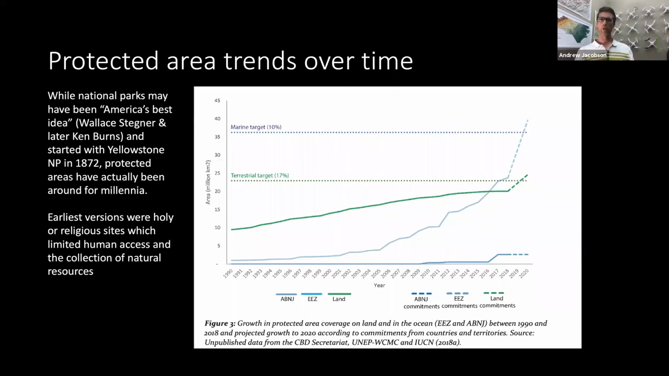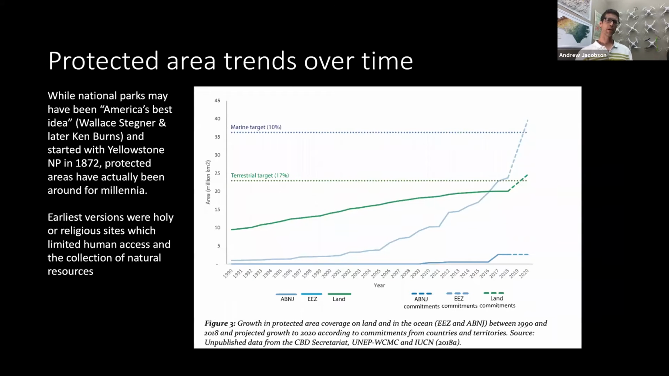One of the most familiar forms of protection for us, at least, is the national park. National parks may have been dubbed America's best idea, and started with Yellowstone in 1872. But protected areas have been around basically since humans formed societies, for millennia. The earliest versions of protected areas were holy or religious sites that limited human access or the collection of natural resources at different times of year for various purposes.